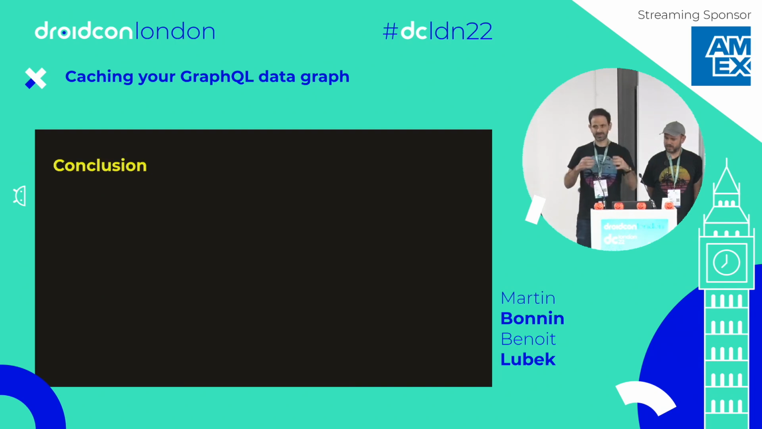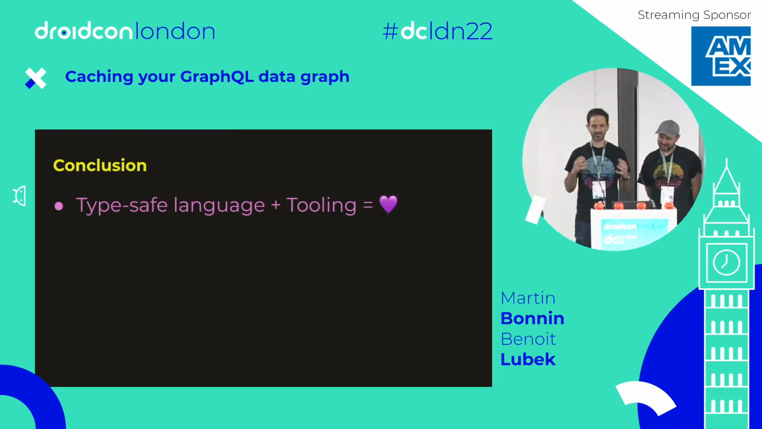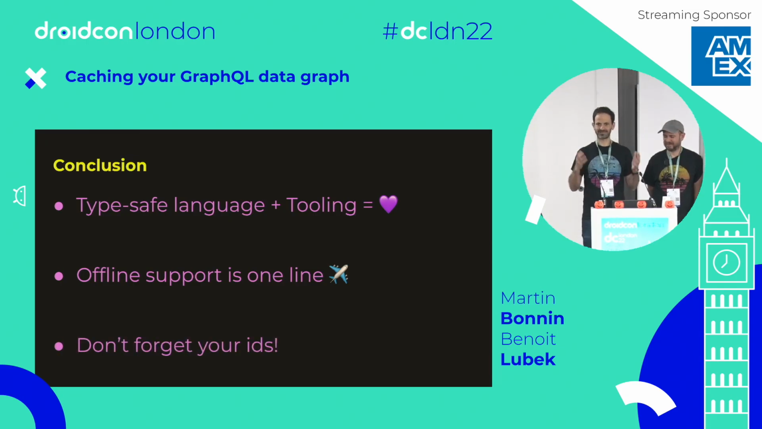So that was it, a few mandatory conclusions. The first one is that GraphQL allows for a lot of tooling that makes everything type-safe, and we love type safety. Second one is that if you're using the normalized cache, you can make your app work offline with just one line. So this is pretty cool. And last conclusion, at this point, I think you got the message, is that you should always define your IDs both in your schema and in your queries.